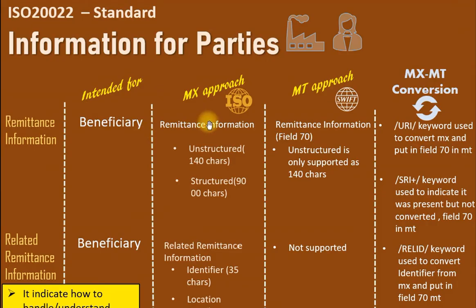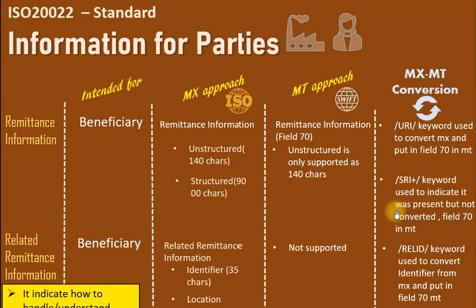In MX there are two types of it. One is unstructured of 140 characters and a structured of 90,000 characters. In MT it is only unstructured allowed. For the conversion you have to use the URI key to put into tag 70 when you are converting from MX to MT. While for the structured you have to use the SRI plus keyword and put it in tag 70, but it will be just the keyword, not the information, just to indicate there was structured information that has been truncated as part of conversion.